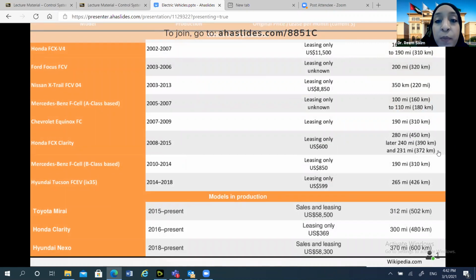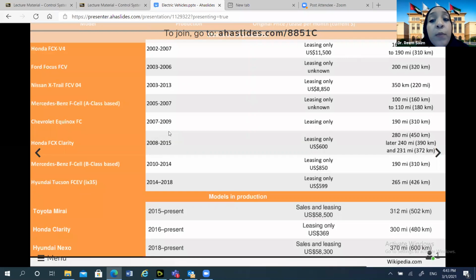Now we have multiple manufacturers that actually produce fuel cell cars. Some of them have stopped their production and some models are still in production until today. So for instance, Honda, Ford, Nissan, Mercedes-Benz, Chevrolet, and Hyundai used to produce models before. Hyundai, for instance, produced the Hyundai Tucson that was purely powered by fuel cells, and it was produced between 2014 and 2018, and then they stopped the production. Chevrolet, for instance, started the production in 2007, and then they stopped in 2009. Nissan X-Trail between 2003 and 2013, etc.